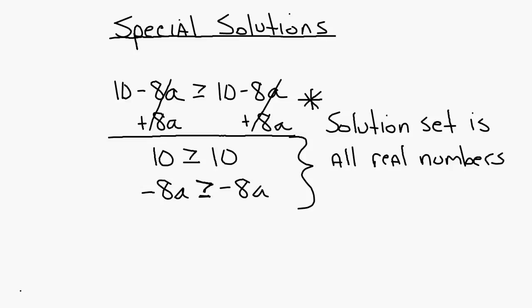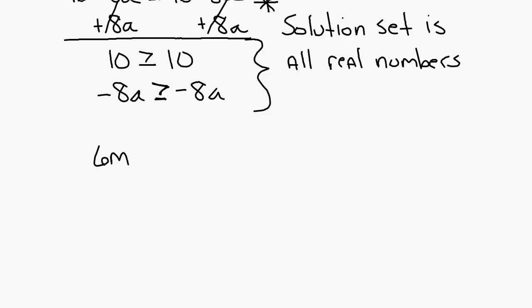The other type of problem that you will see or may see will look something like 6m minus 5 is greater than 7m plus 7 minus m. In this case, be sure to combine like terms first.